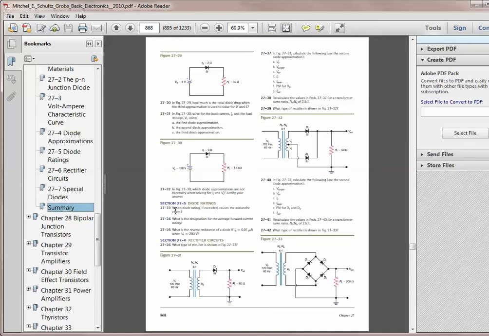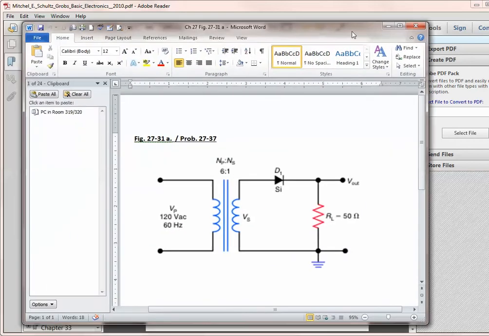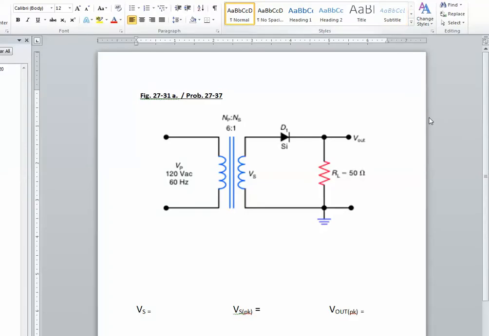diodes, and I have already taken some of these figures from the end of chapter 27 and made handouts with them.